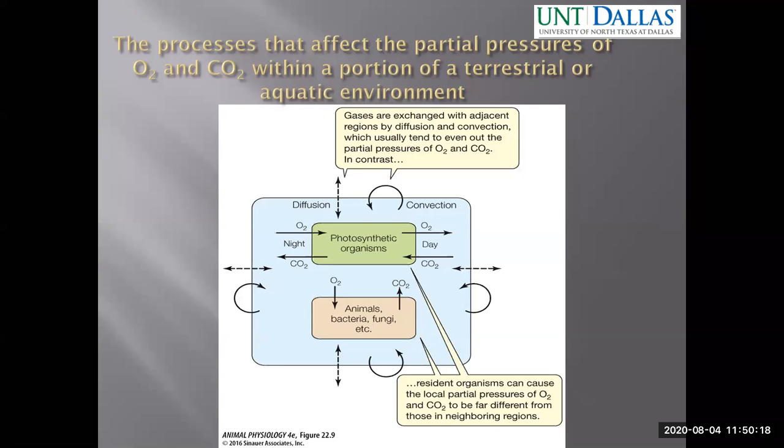Any portion of the environment, as the figure shows here, exchanges oxygen and carbon dioxide with neighboring regions by way of diffusion and convection, sometimes breezes or water currents. Diffusion always tends to equalize partial pressure across the boundaries, and convection usually does so by physical mixing. In any portion of the environment, it is common to find that the resident organisms collectively raise or lower the oxygen partial pressures. So that was all about the introduction to oxygen and carbon dioxide physiology.